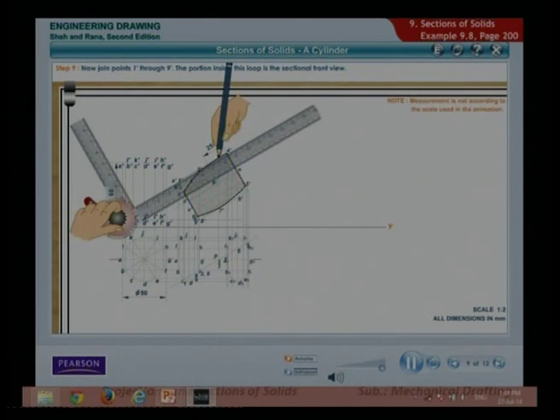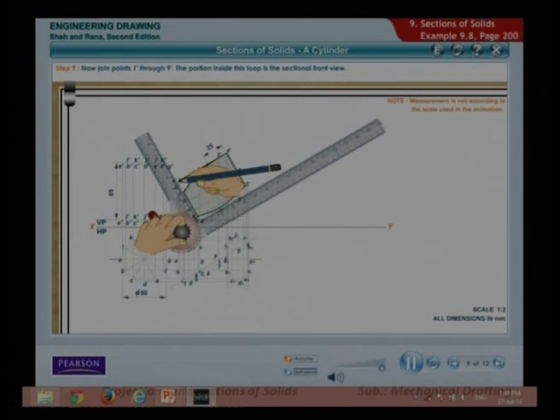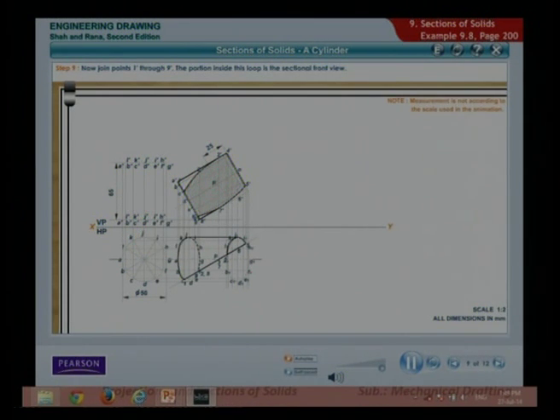Join points 3 dash to A dash to C dash, 7 dash to G dash, and F dash to G dash by thick lines. The cutting plane is not parallel to the VP. Therefore, the sectional front view will not represent the true shape of the section. To get the true shape of the sectional front view, make the cutting plane parallel to the VP.